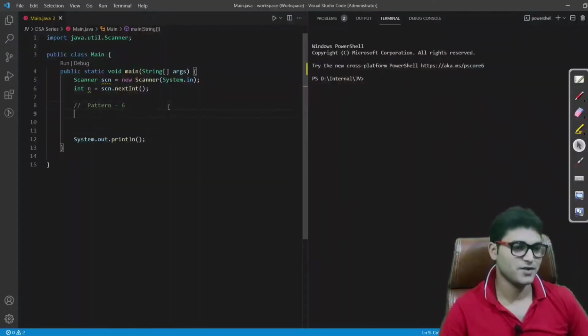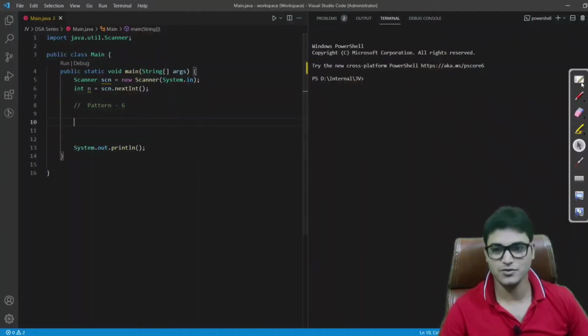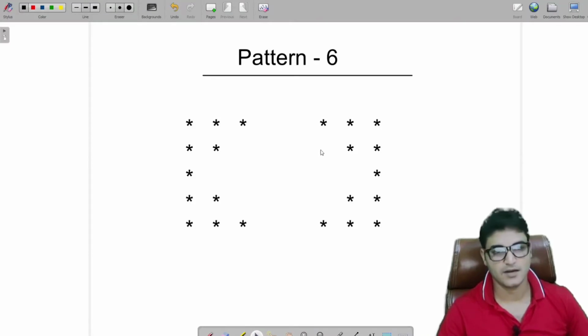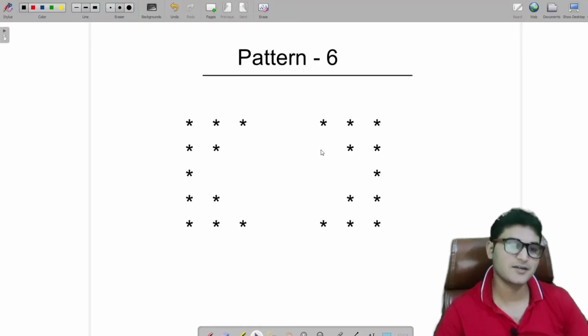Coming to the pattern which we have to discuss today, let me show you quickly what is the pattern which we are going to draw. This is the pattern which we are going to draw to the user screen, and we have to think about how we can draw this. So can you think of it?